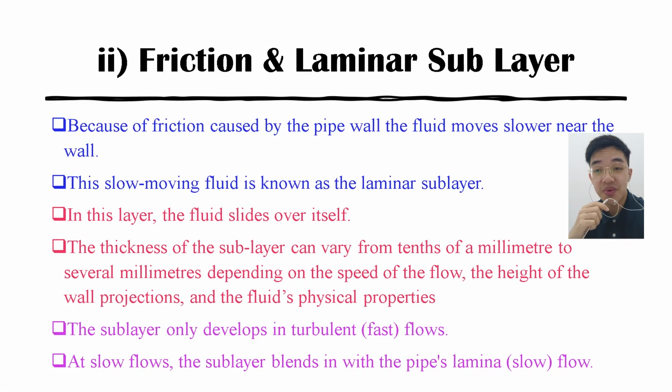Because of friction caused by the pipe wall, the fluid moves slower near the wall. This slow-moving fluid is known as the laminar sublayer. In this layer, the fluid will slide over itself. The thickness of the sublayer can vary from tenths of a millimeter to several millimeters, depending on the speed of the flow, the height of the wall projection, and the fluid's physical property. The sublayer only develops in turbulent flow. At slow flow, the sublayer blends in with the pipe's laminar flow.